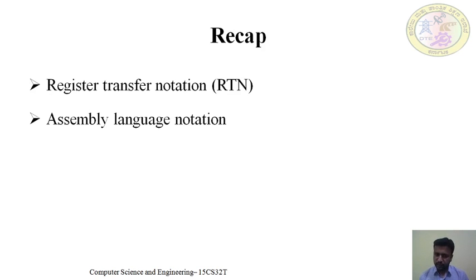Second one is assembly language notation. To represent instructions and programs in a computer, the assembly language format is used. Assembly language uses mnemonics to represent the notations. Mnemonics may be add, load, store, etc. By using the mnemonics of the operation code with the operands, the notation can be represented in assembly language notation.